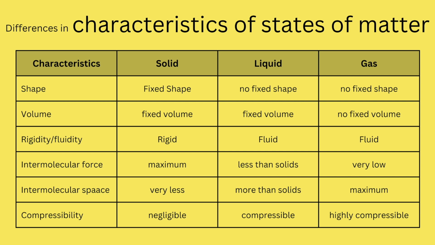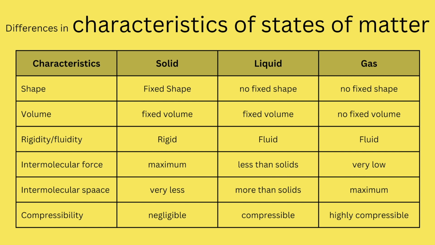When it comes to shape, solids have fixed shape, liquids take the shape of the container, and gases don't have a shape. Volume: solids have fixed volume, liquids also have fixed volume, but gases don't have fixed volume. When it comes to rigidity and fluidity, solids are rigid, liquids are fluid, and gases are also fluid. Intermolecular force of attraction is the force acting in between the particles of matter. It's very high or maximum in solids, it's less than solids in liquids, and it's very low in gases.